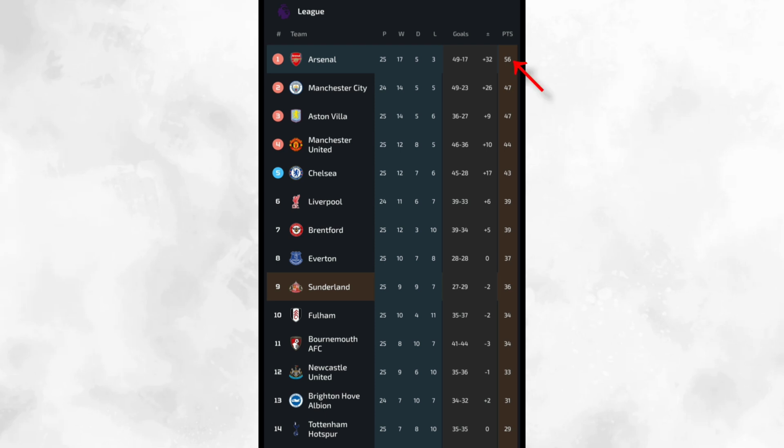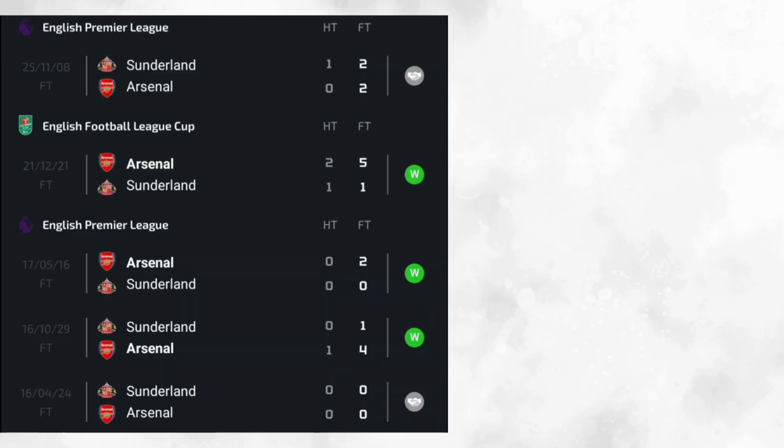So here you can see that Sunderland is also trying its best to stay in the top 10, and they might have a possibility of drawing or losing, because I don't think they could win against a team which is performing that well in that season. So yeah guys, besides that, right now we'll be checking the last 5 matches.